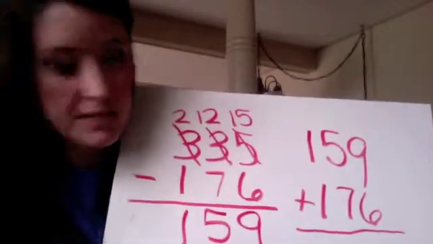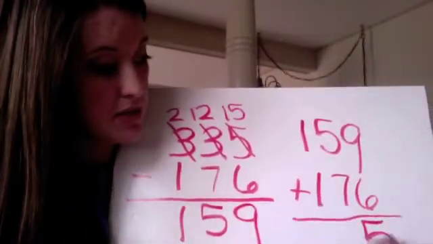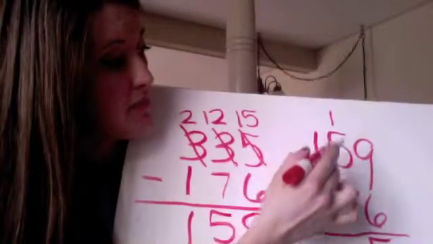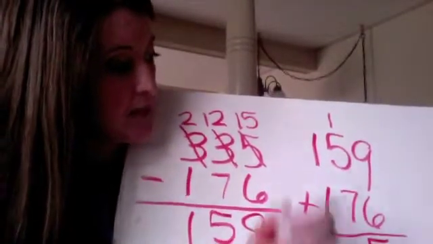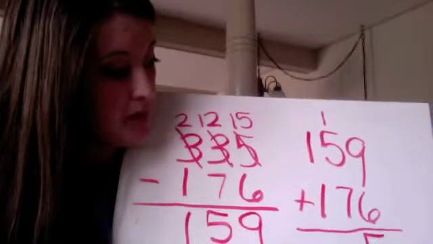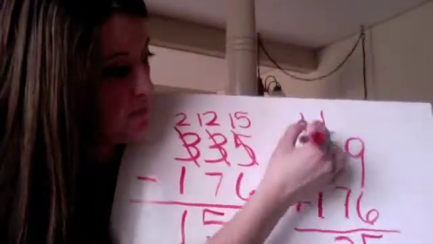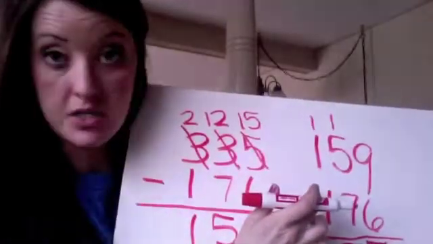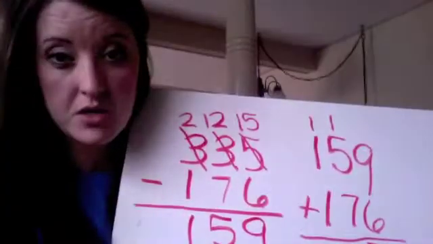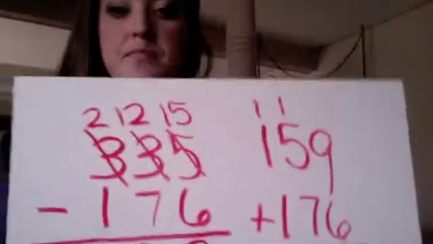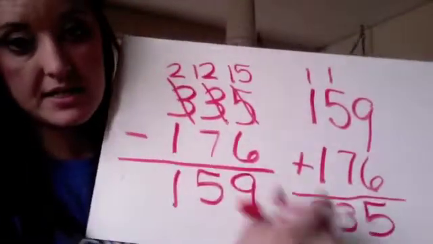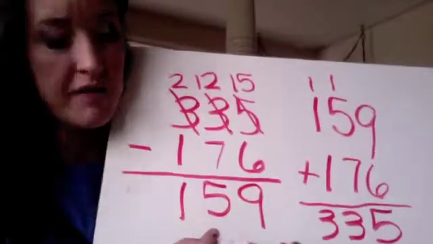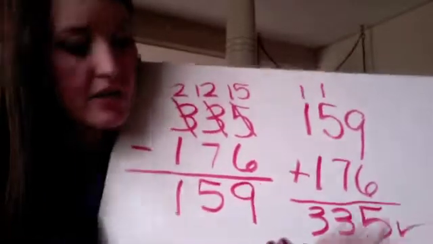Go on over here to your ones place. 9 plus 6 equals 15. I leave my 5 down low and I'm going to carry my 10 up high. 1 ten plus 5 tens equals 6 tens. 6 tens plus 7 tens equals 13. Carry my 1 over there to my hundreds place. And 1 hundred plus 1 hundred is 2 hundreds. 2 hundreds plus 1 more 100 is 3 in our hundreds place. And we came up with the same answer that we started with over here. So 335 matches our 335 that we started with in our subtraction problem. Give it a big old check.